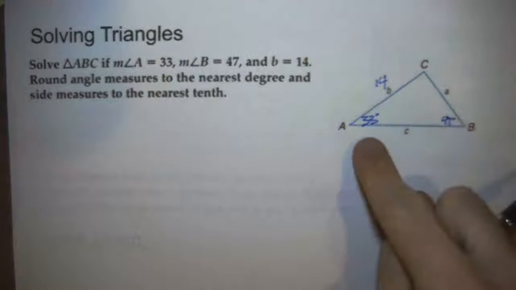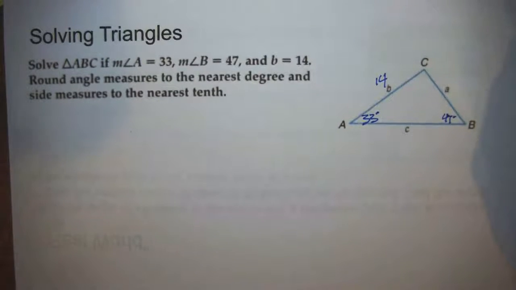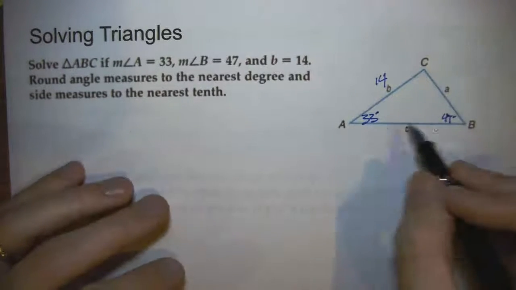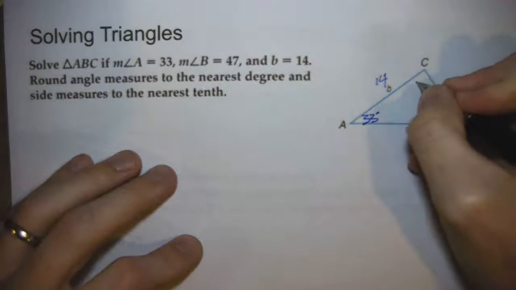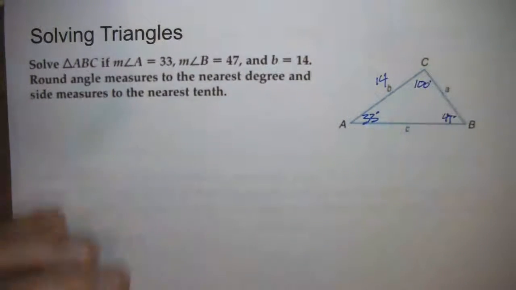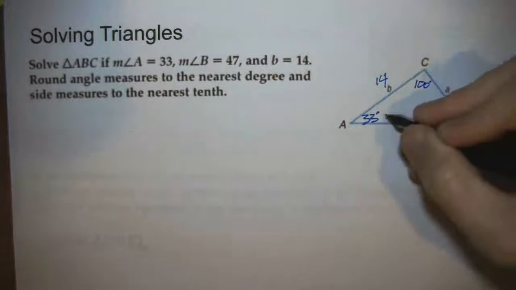Now, notice we've already got two of our angles, right? We've got 33 and 47. So I don't need to do any sort of trig for that. I can simply add those together. We get 80 and then subtract that from 180. So we know this angle here, angle C, has to be 100. So always look for the shortcuts, folks.